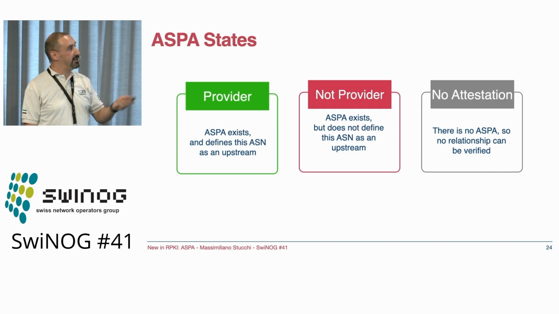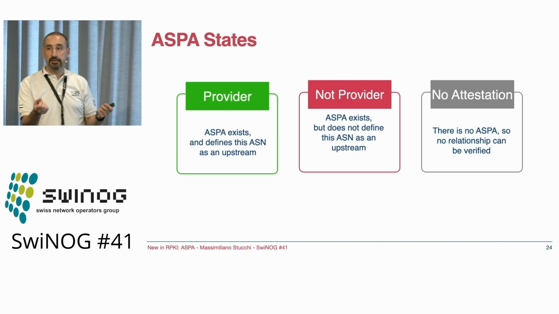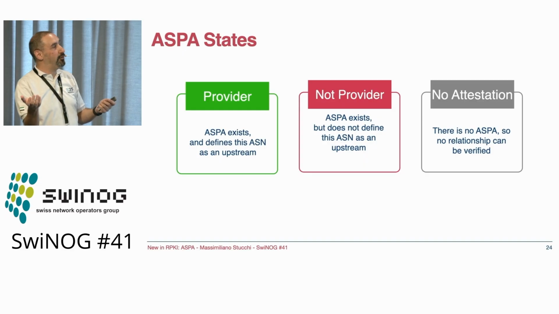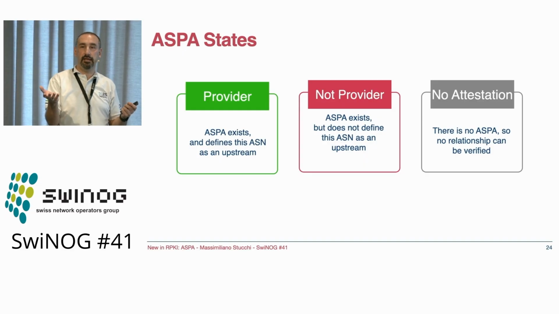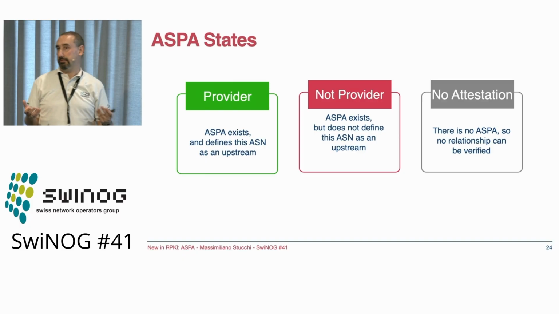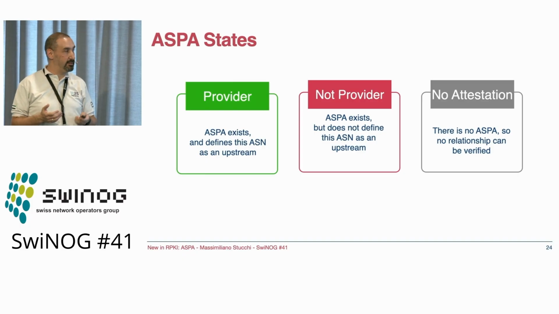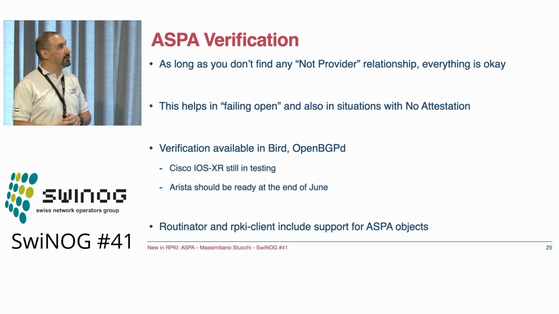And basically, we have three states, like in RPKI. We have a state that says provider, where the ASPA exists and defines that ASN as an upstream of another ASN. There is a situation where something is not provider, so the ASPA exists, but it doesn't define that as an upstream, so something is wrong. And then we have the last one that says no attestation. We don't have an ASPA. We can't really verify this data. So we have different situations.